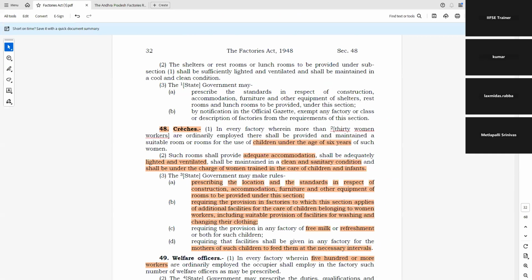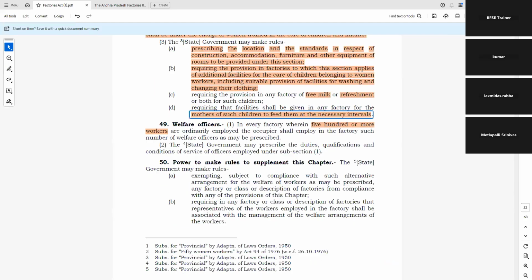Then 49, welfare officer. So section number 49, and we came back to the Factories Act again. In every factory wherein 500 or more workers are ordinarily employed, the occupier shall employ in the factory such number of welfare officers as may be prescribed. So for every 500 workers, one welfare officer should be employed.